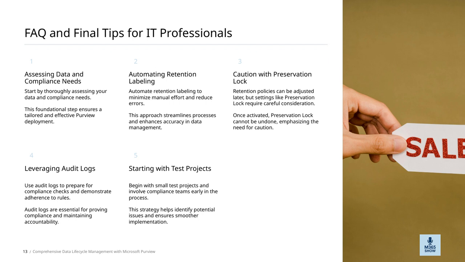When it comes to retention policies, remember that while you can adjust settings later, features like preservation lock are permanent once activated. So, it's important to approach this with caution and fully understand the implications before enabling it. Automating retention labeling is another key tip. By setting up automation, you reduce manual effort and minimize errors, which makes your data management more efficient and reliable. Finally, always start by thoroughly assessing your data and compliance requirements. This foundational step ensures that your deployment of Microsoft Purview is tailored to your organization's specific needs, setting you up for success from the beginning.